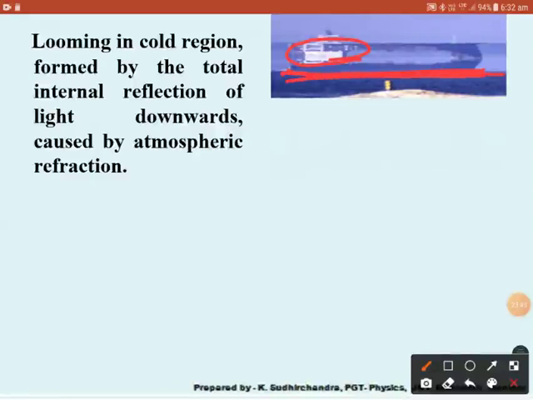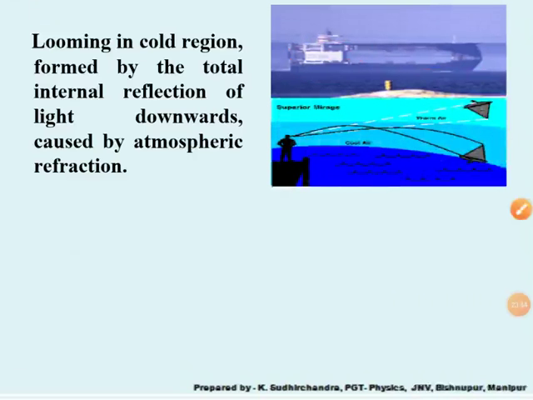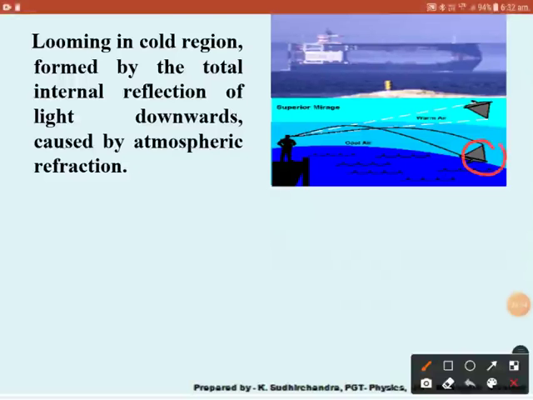This is due to total internal reflection. Let us see how it takes place. The actual position of the ship is here, but it seems that the ship is flying upward because the light ray coming from the denser medium to the rarer medium is bent away and total internal reflection occurs somewhere here. To the person observing, the light ray is coming in this direction, so the object seems to be somewhere here when you retrace backward.